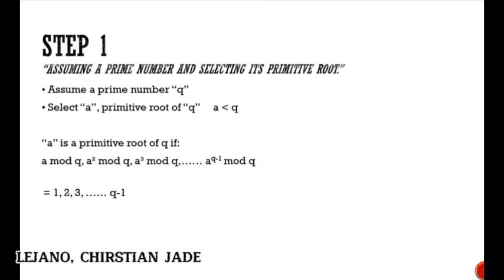Alpha is considered to be a primitive root of q if the following series holds. As you can see, the series is alpha mod q, followed by alpha squared mod q, followed by alpha cubed mod q, until alpha raised to q minus 1, mod q. All of these should give you the results 1, 2, 3 up to q minus 1. If this condition is satisfied, we call alpha a primitive root of q.